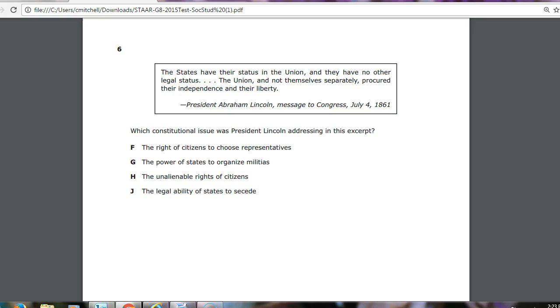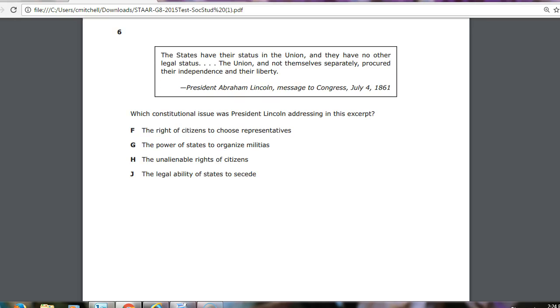Question number 6. The states have their status in the Union, and they have no other legal status. The Union, and not themselves, separately procured their independence and their liberty. President Abraham Lincoln, Message to Congress, July 4, 1861. Which constitutional issue was President Lincoln addressing in this excerpt? F. The right of citizens to choose representatives. G. The power of states to organize militias. H. The unalienable rights of citizens. J. The legal ability of states to secede.